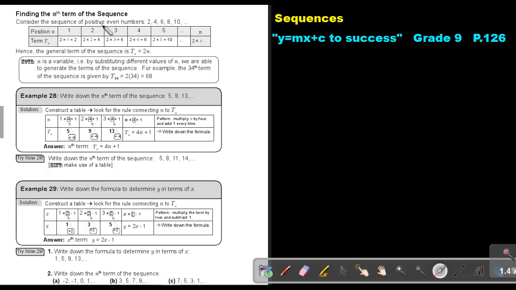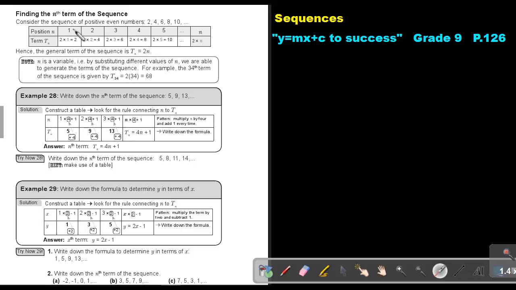Consider the sequence of positive even numbers, 2, 4, 6, 8, 10. This is the first term, second, third, fourth, fifth. This is the nth term. Hence the general term of the sequence is 2 times n.